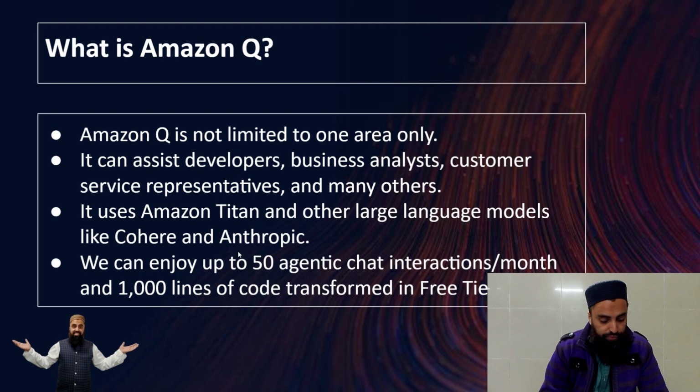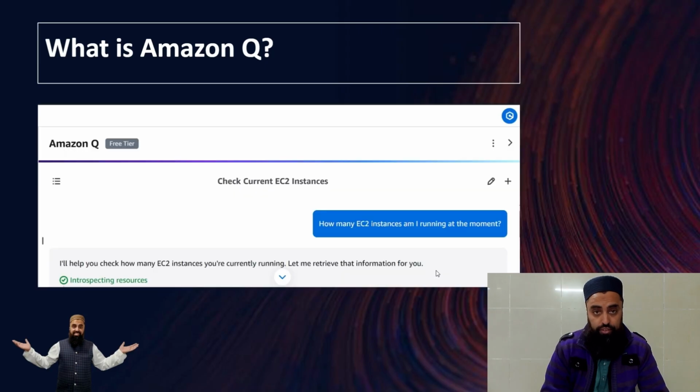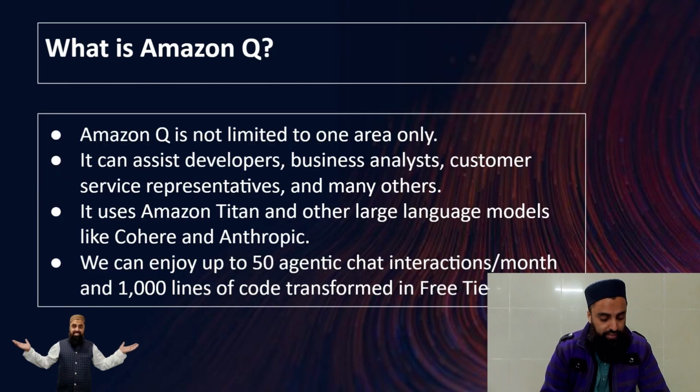We can enjoy up to 50 agentic chat interactions. That was an agentic chat interaction with Amazon Q, where I asked about the number of EC2 instances. So I can enjoy up to 50 chats like that. Also, I can use Amazon Q Developer to generate up to 1000 lines of code in the free tier. So that is the free tier quota offered by Amazon Q. I can have 50 agentic chats, and I can also get up to 1000 lines of code developed in the free tier.